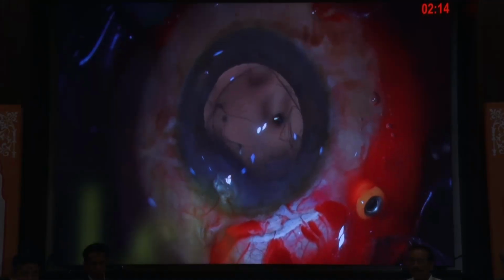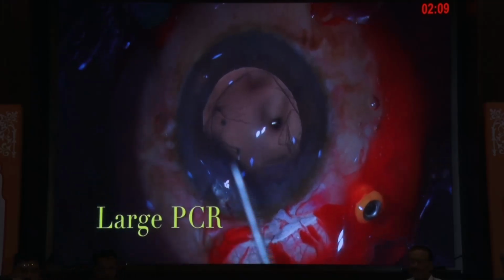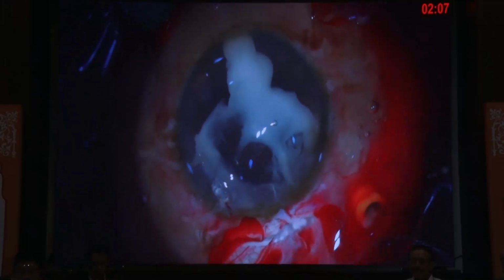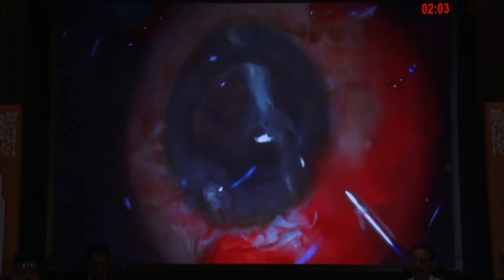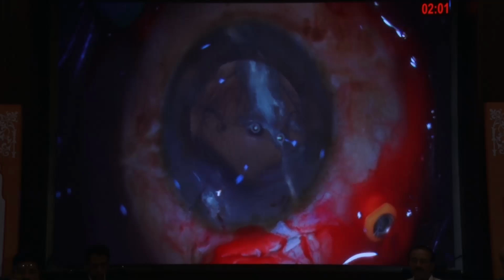You see, this is another case of SICS where there's been a large rupture. As I said, I always prefer to stain. Once I stain, I wash it away. I don't go by dilution, I just wash it. I put it in the anterior chamber, not into the vitreous. You can see now only the strand is remaining. So you exactly know what you're going in for and what you're cutting also.